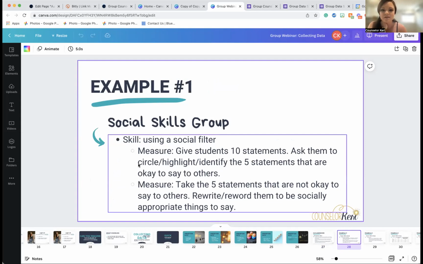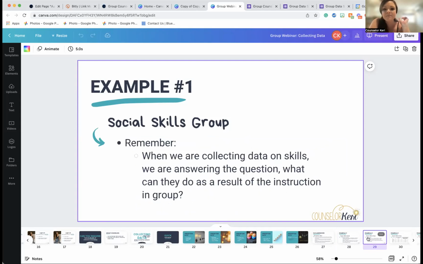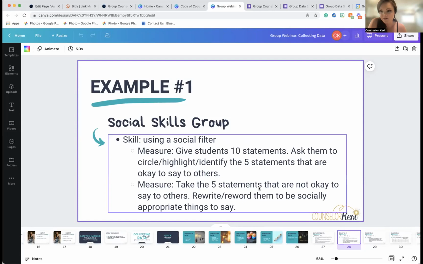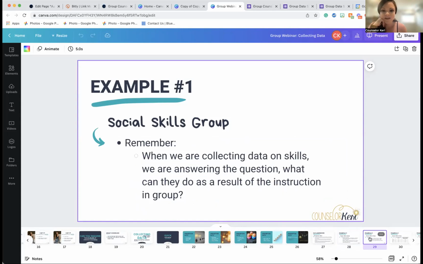So that would be just their knowledge of the statements. And maybe for the second piece, we want to add an extra layer: take the 5 statements of these 10 that were not okay to say, and rewrite them to be something that is socially appropriate or a better way to say what it is. Remember, when we're collecting data on skills, we're trying to figure out what they can do as a result of the instruction. So the second part is the skill. This first part is knowledge: do you know which of these are appropriate or inappropriate? And then this is a skill: can you think of a better way to say this? So we're measuring a skill with that second part.